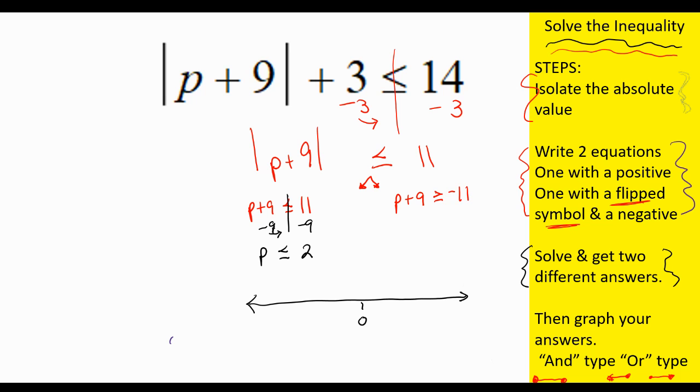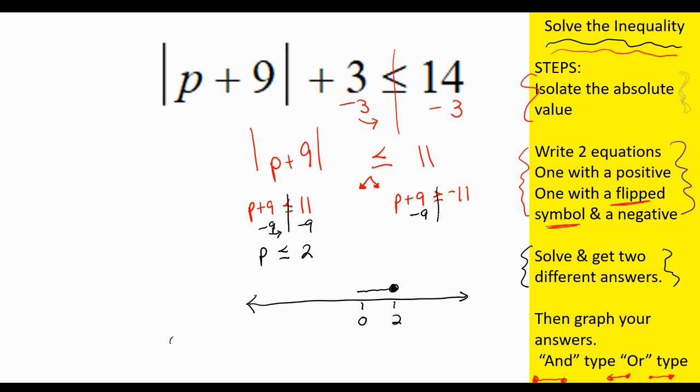So here's 0. Here's 2. Let's say it's right here. All the numbers less than or equal to 2 would be a closed dot, and they will go that way. So let's finish up this side and see what happens. You can hit pause if you need to.